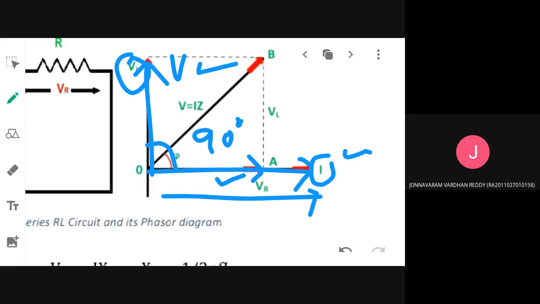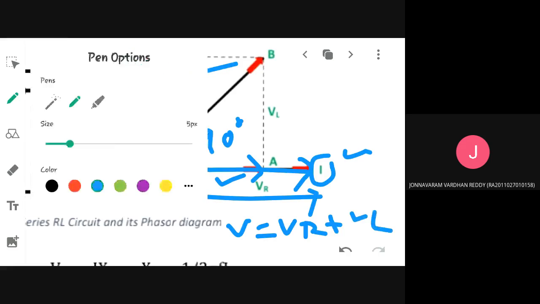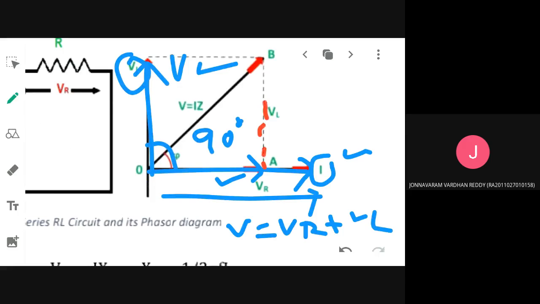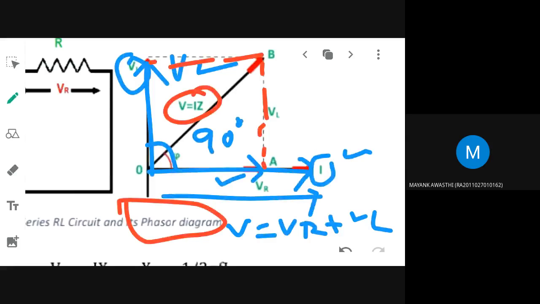Okay. Now if I want to obtain the total voltage, I have to take the phasor sum of VR and VL. This is my VR, this is my VL, so this is my total voltage. V is the total voltage. Okay, this diagram is called what diagram? Phasor diagram. For what circuit? Series RL circuit.